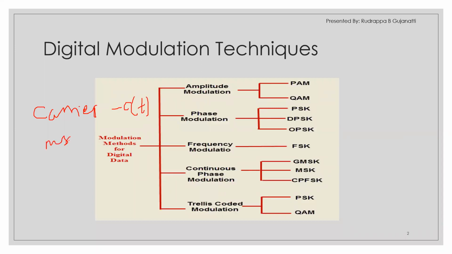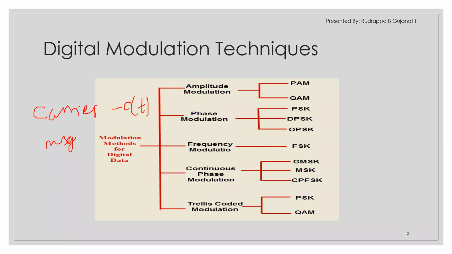And then you have a message signal. There are again two types: whether the message is continuous, that is analog in nature, or whether it is digital in nature, that is, just zeros and ones. So in short, I'll just consider it as a message signal.